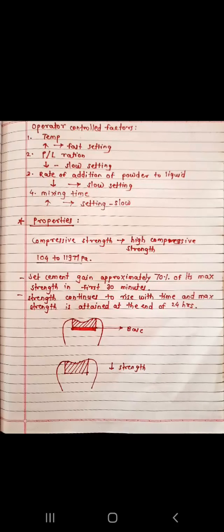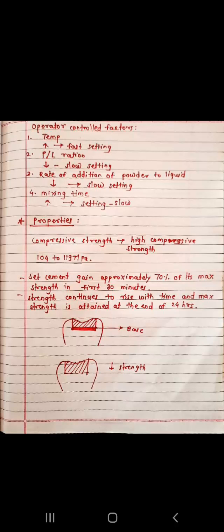First property is compressive strength. Zinc phosphate cement has high compressive strength. As compared to other cement, zinc phosphate cement has higher compressive strength, and the range of the compressive strength is in between 104 to 119 MPa. So remember it, compressive strength is in between 104 to 119 MPa.